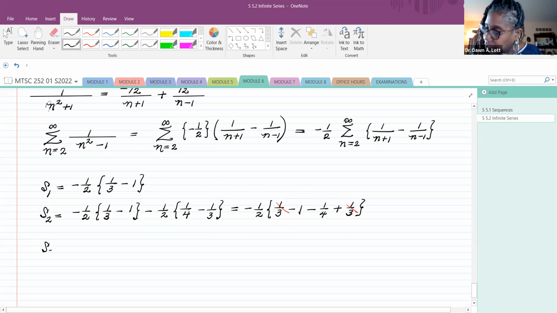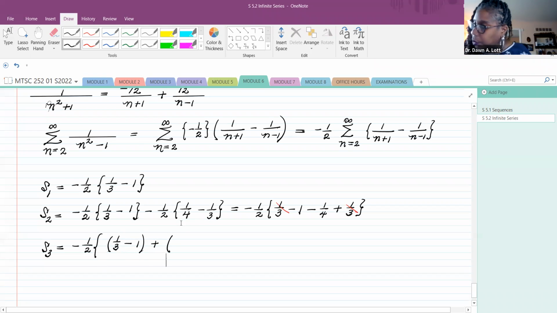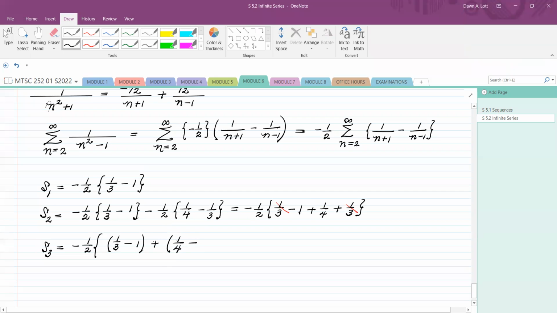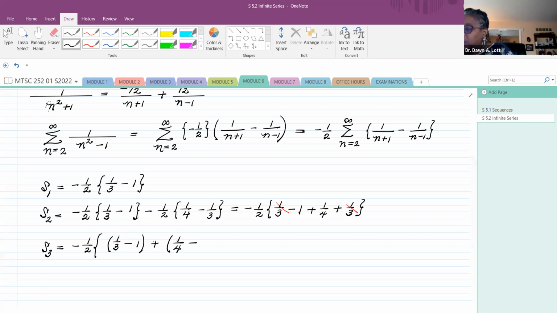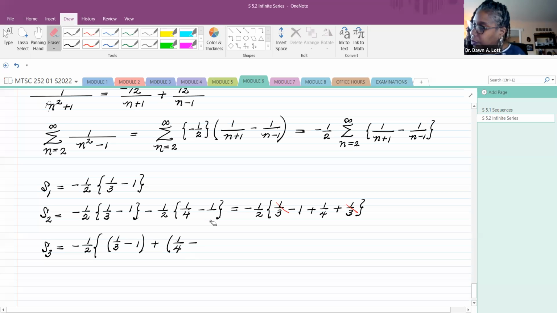So let's look at S3. I'm going to pull the negative 1/2 out because I'm tired of writing it. So the first one was 1/3 minus 1, and the second one was, this should be a positive. The second one is 1/4 minus, I think I did that wrong. I think this is supposed to be a half.